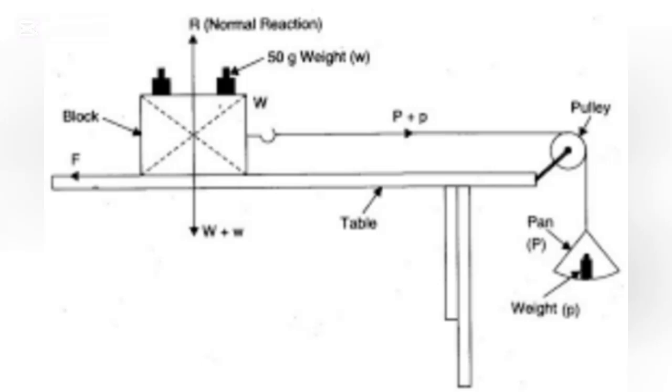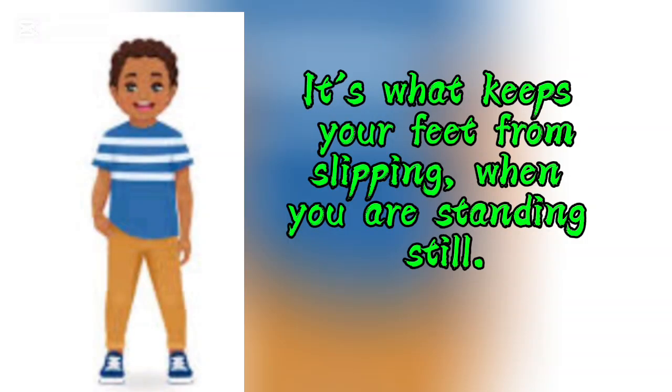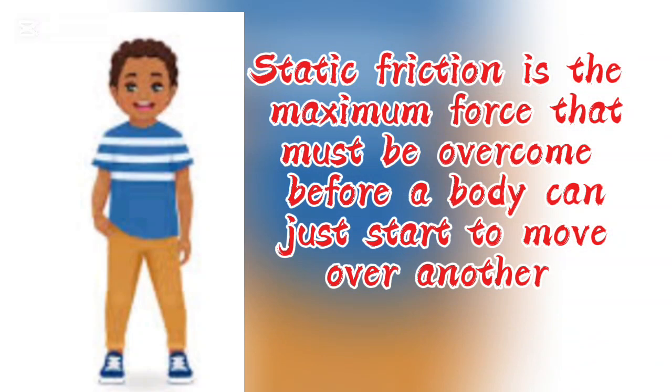The frictional force at this point is called limiting friction or static friction. This is the maximum static friction the surface can provide. It's what keeps your feet from slipping when you are standing still. Static friction is the maximum force that must be overcome before a body can just start to move over another.